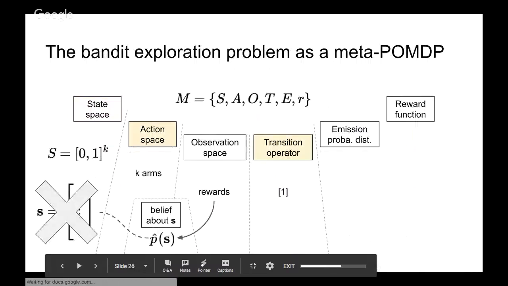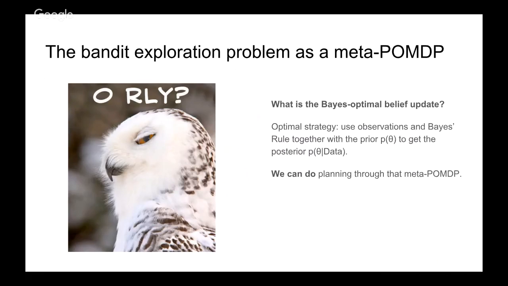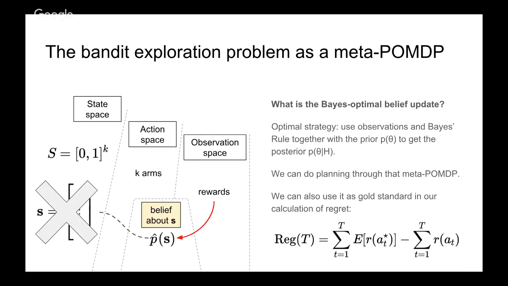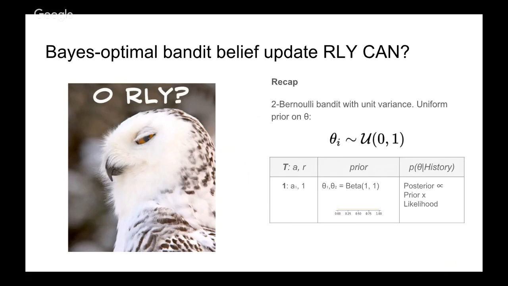Yeah. Okay. So, can you redo this? Planning through the meta, through the partially observable Markov decision process. So let's say we have a uniform prior, which is the same as a beta with one and one as parameters for each of two actions in a two Bernoulli bandit problem.